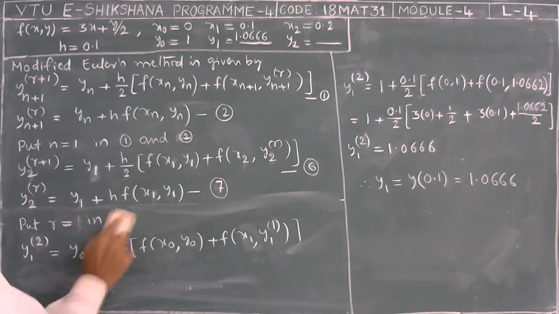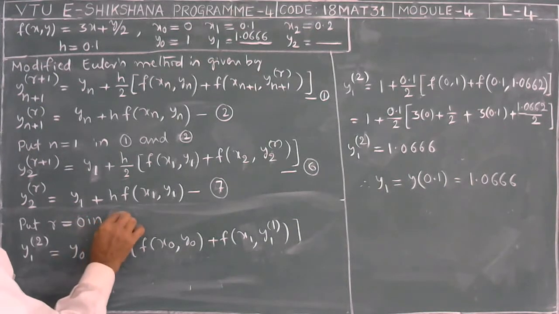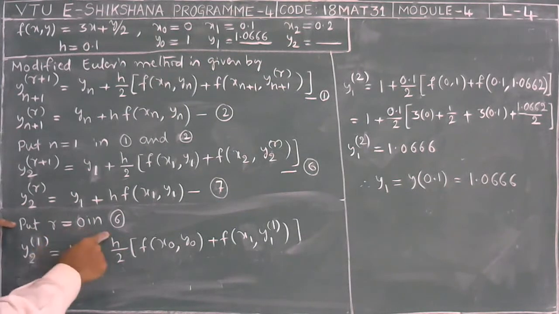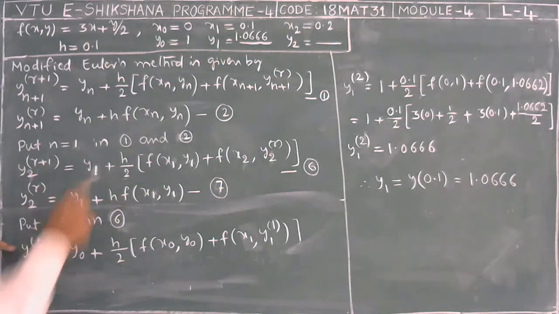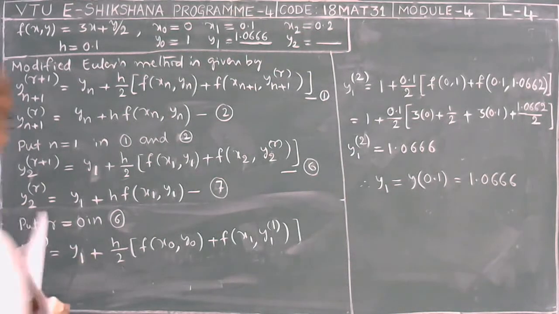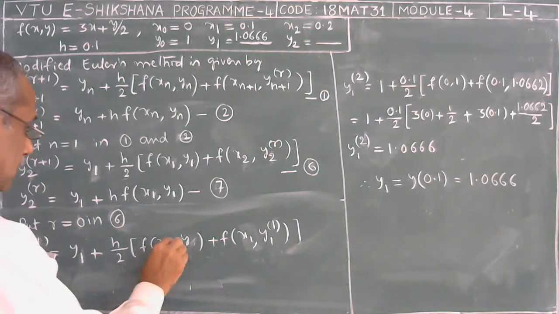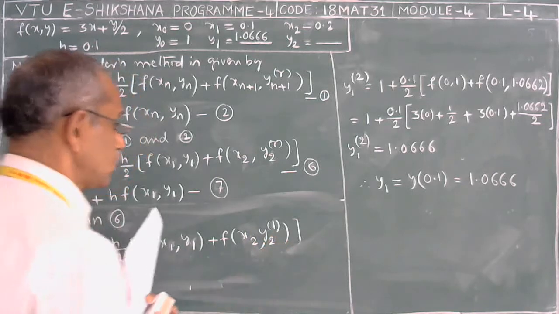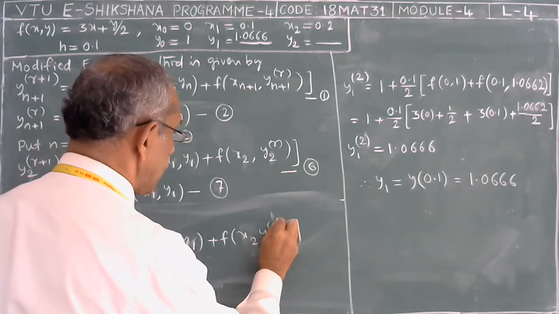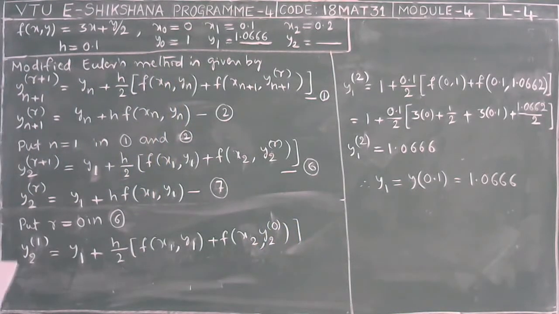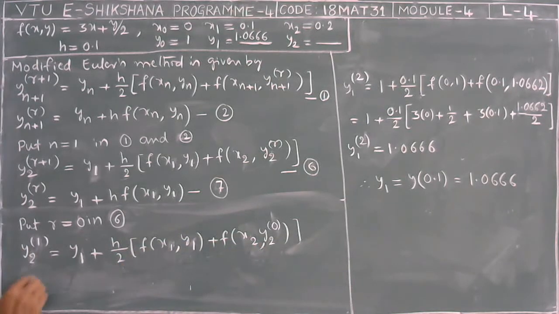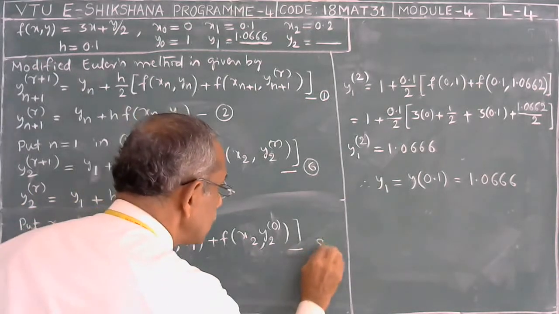Okay, so put r is equal to 0 in 6. What do we get? When r is 0, I get y2 1, that is 0 plus 1, in terms of y1 plus h by 2 f of x1 comma y1 plus f of x2 comma y2 0, because r is 0. So now from 7 I can find y2 0 and substitute here. Call this equation number 8.